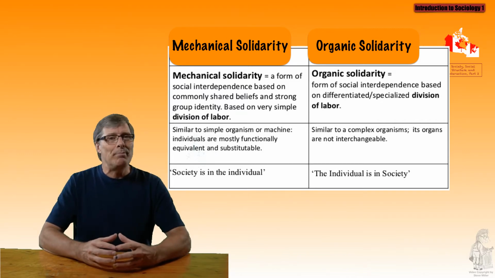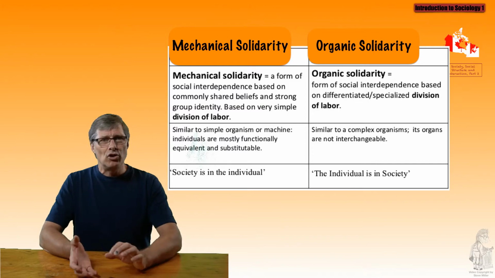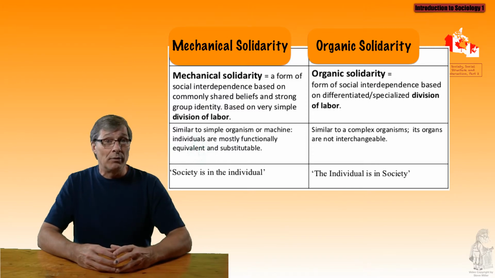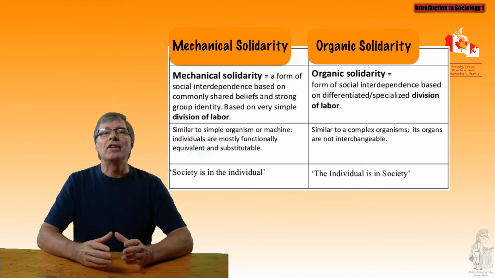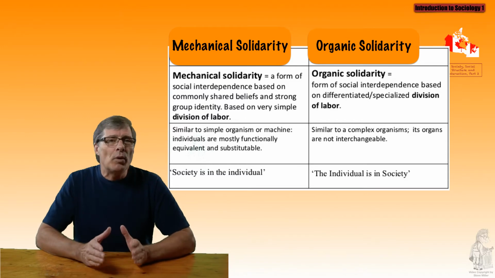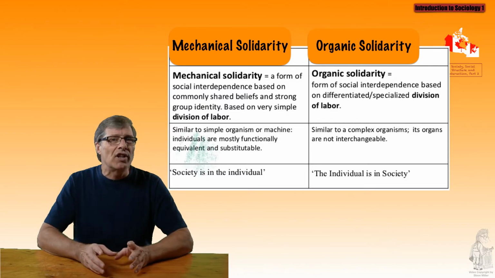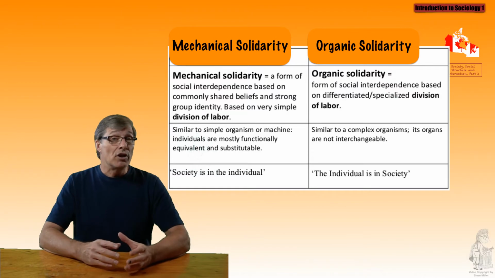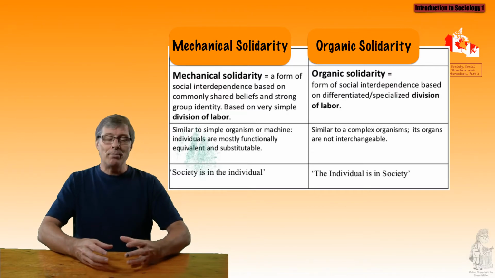Organic solidarity is the social cohesion in industrial societies, in which people perform very specialized tasks and feel united by a mutual dependence. Durkheim chose the term organic solidarity because he believed that individuals in industrial societies come to rely on one another in much the same way that organs of the human body function interdependently.